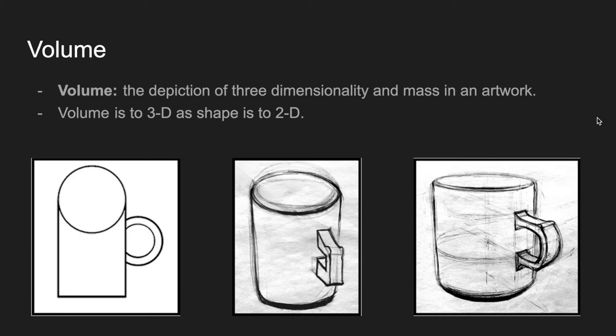Volume refers to the depiction of three-dimensionality and mass in an artwork. Volume is to 3D as shape is to 2D. So we will go over that in just a minute in the next slide.